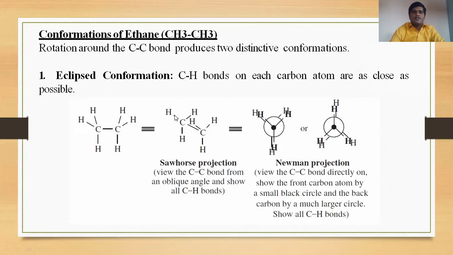And whatever the hydrogens, if this hydrogen is there, we will pick it up in this direction. And then this hydrogen, we will pick up in this direction. And whatever this hydrogen is there, we will write here only. So the front side carbon hydrogens and back side hydrogens are near to each other. They are closer together, and due to the closeness between the two hydrogens, that conformation is called the eclipse conformation.